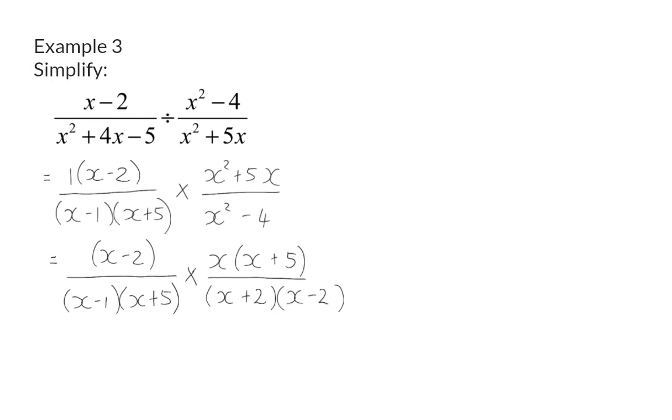Here we now have one term with 3 factors in the numerator and 4 factors in the denominator. Therefore, we can simplify by dividing by the common factors. I can divide top and bottom by x minus 2 as well as x plus 5. And in my numerator, I'm now only left with x, and in the denominator we have x minus 1 multiplied by x plus 2.